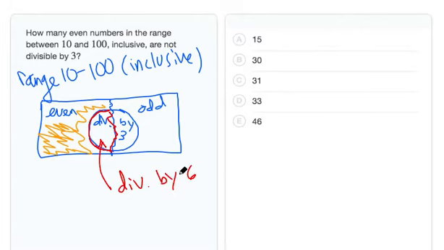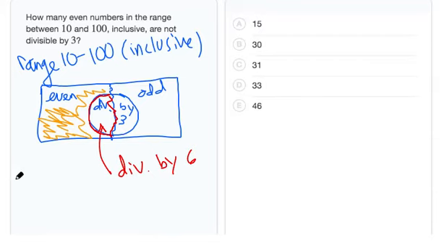So when we're looking for how many numbers exist in this orange portion, we're looking for the total number of even numbers in this range, and we're going to subtract the total numbers that are divisible by 6 in this range, because that is what this little sliver represents. So it's a nice visual to think about what exactly we're trying to find. And let's go ahead and do the calculations down here.